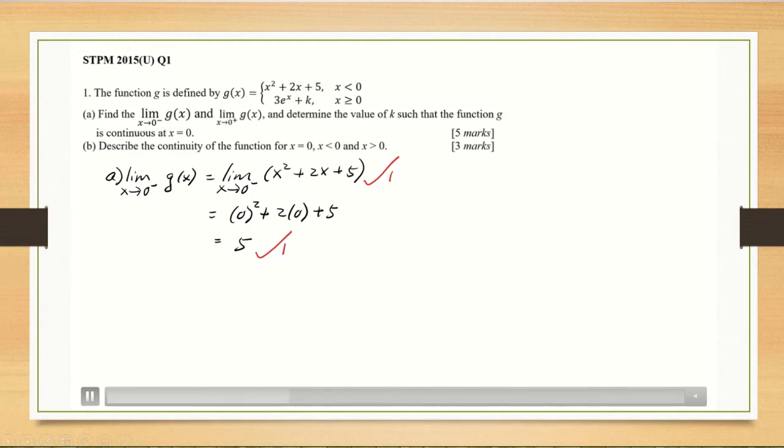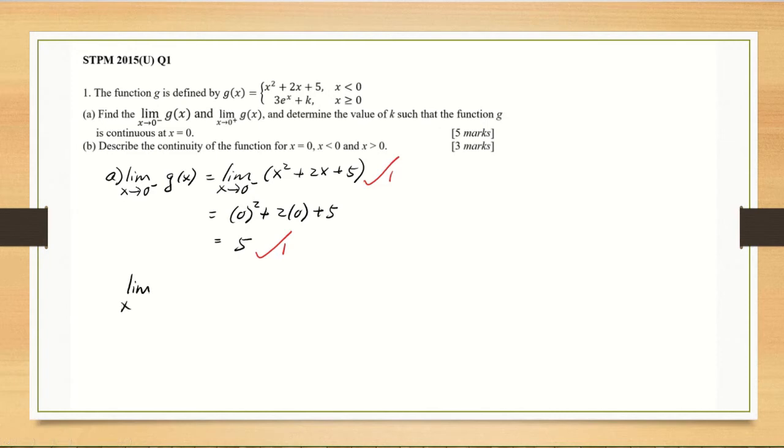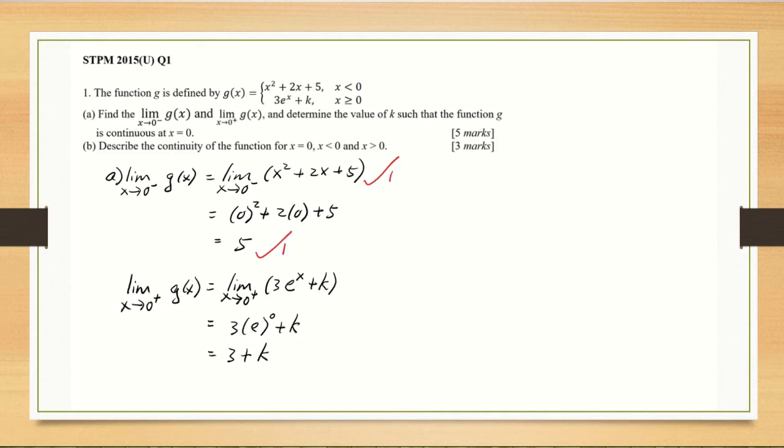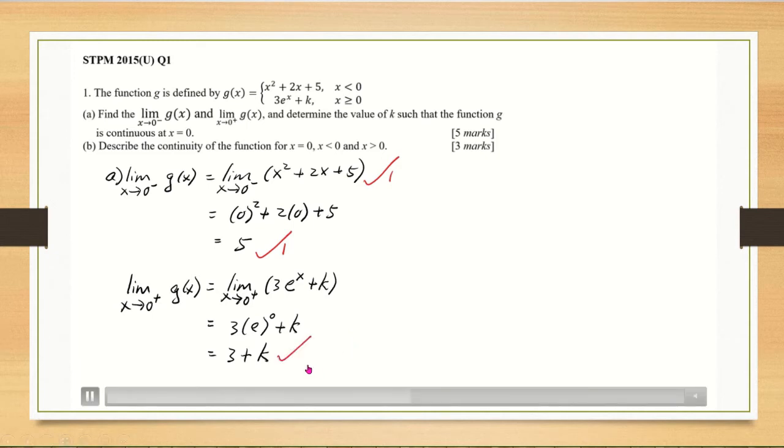Now we go to the right hand limit of g(x) as x approaches 0. This means x is greater than 0. So we need to choose 3 e power x plus k as the function. Then we substitute x with 0. When simplified, the answer is 3 plus k. So here is another mark for the answer. Now we need to find the value of k.